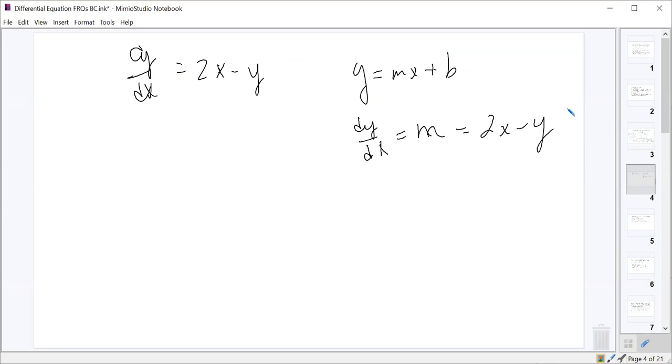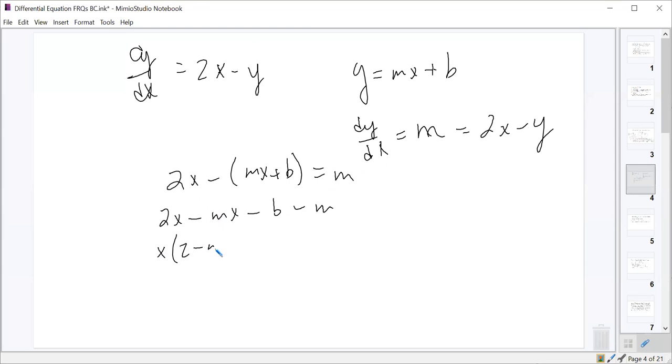And if we have 2x minus y equals m, we also know that since y is mx plus b, we can say that 2x minus (mx plus b) should be equal to m. And from there, we should be able to put everything onto one side. We get 2x minus mx minus b minus m. If we were to factor out the x here, we have x times (2 minus m) minus b minus m equals 0.